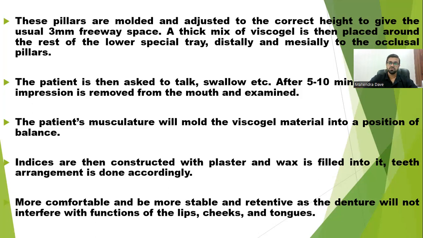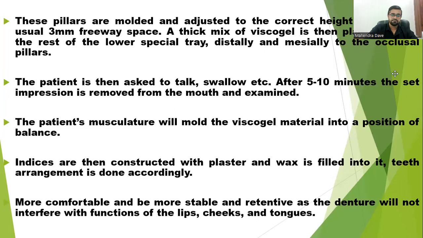A thick mix of viscogel is then placed around the rest of the lower special tray, distally and medially to the occlusal pillars. The patient is then asked to talk, swallow, and make other movements, that is, the functional movements, so as to record the muscle movement of the patient. After 5 to 10 minutes, the set impression material is removed from the mouth and thoroughly examined.